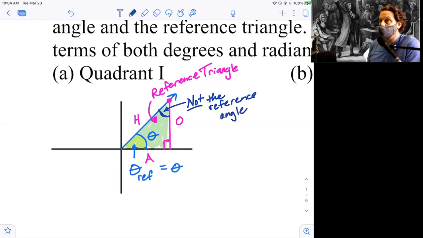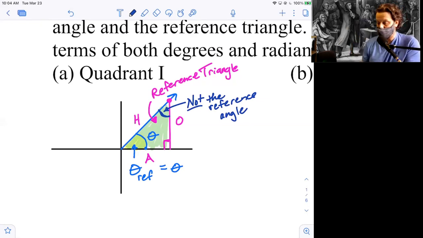Now, why is it important to know which one's the reference angle of the two acute that are not the 90-degree angle? Because what happens to your opposite and adjacent if you refer to the other angle? They switch, right? They switch. So we don't have to worry about that, because for us, the reference angle is always the central angle. Central means close to the origin. It's always going to be that one.